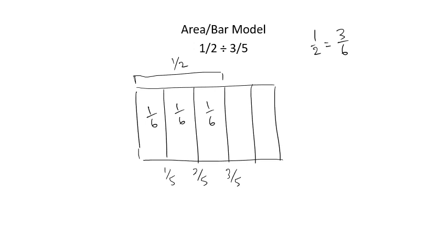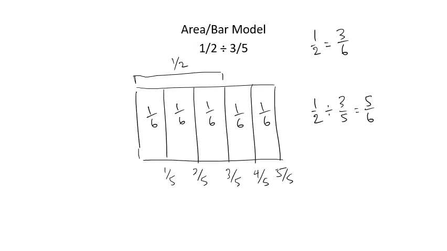So now I want to go all the way out to 4/5 and 5/5. Got a little extraneous mark there. Let me get rid of that. So 4/5 and 5/5. So I know that each of these is going to be 1/6. And so altogether, 1/2 divided by 3/5 is going to be this 5/6.